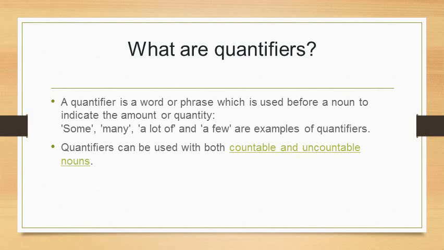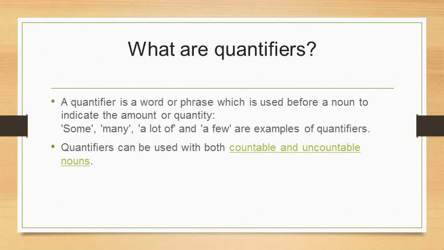Quantifiers can be used with both countable and uncountable nouns. Countable and uncountables. What is the difference between countable and uncountable? Okay, countable nouns, nouns that we can count. What about the uncountable nouns? Nouns that we can't count. Okay, give me an example of countable nouns. Countable nouns like subject, school, book, man, boy. Okay, we can count them.